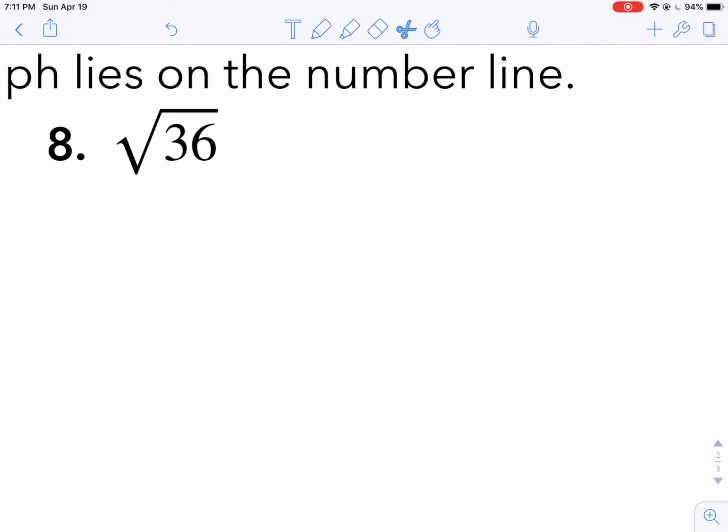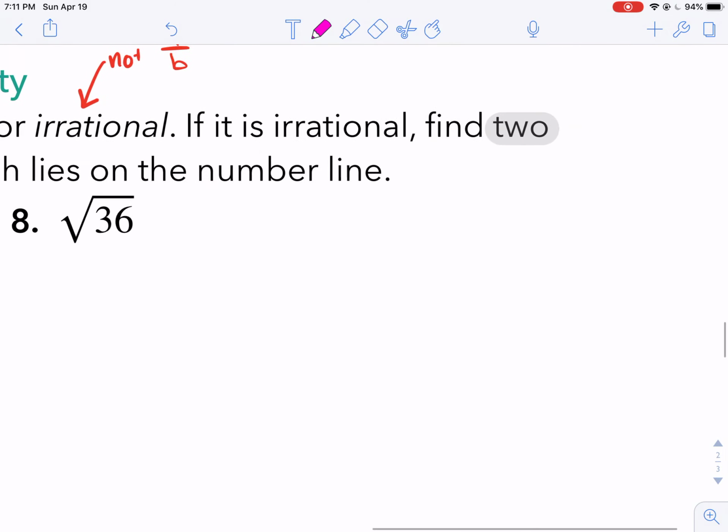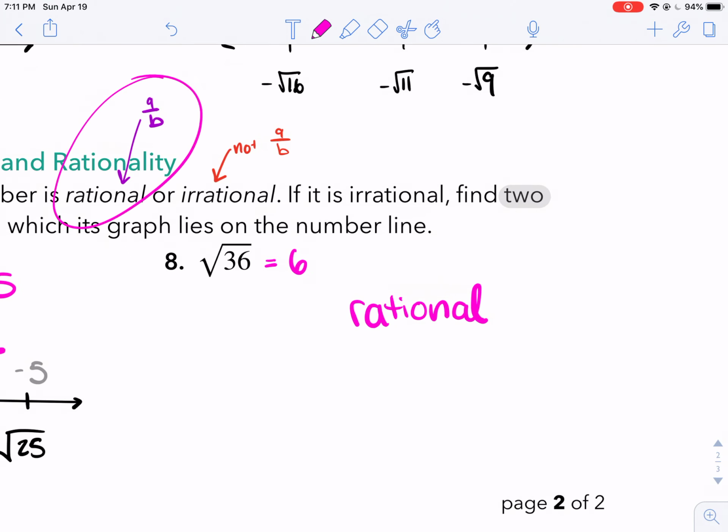Now let's look at 36. Hey, we just talked about 36. 36 is a perfect square, which means the square root of 36 is 6. And 6 is a rational number because it can be written as a fraction. It can be written as 6 over 1, or it can be written as 12 over 2, or it can be written as 60 over 10. Each of these is proof that 6 is a rational number because rational numbers are written as fractions.